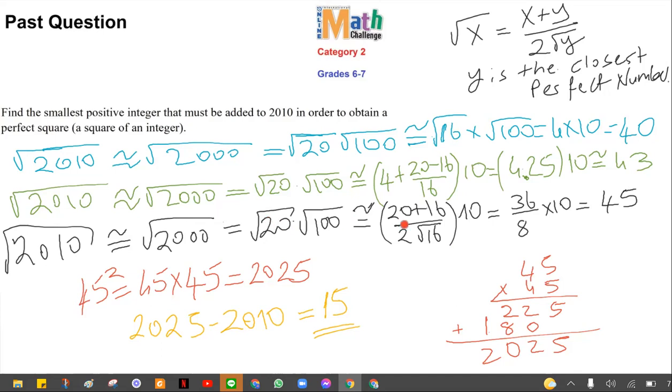So this is 20 plus 16, where 16 is the closest perfect number, over 2 times root 16. If we simplify this, it is 36 divided by 8, and when you multiply by 10, we get 45. So we can say that 45 squared is a close number to this one. Actually, when you take the square of 45, we get 2025, which is very close to this number, and it gives us the answer we need. To see how much we need to add, 2025 minus 2010, we get 15.